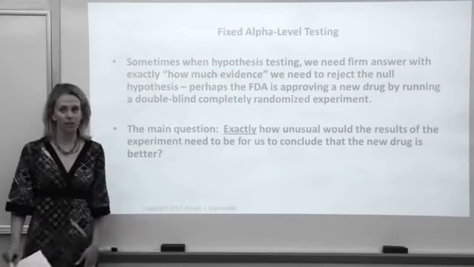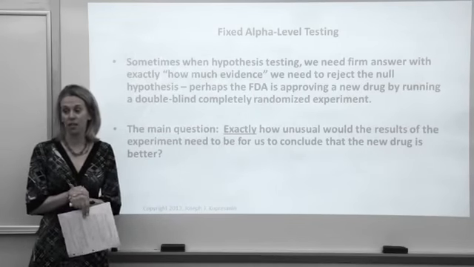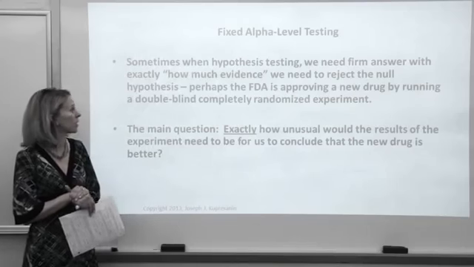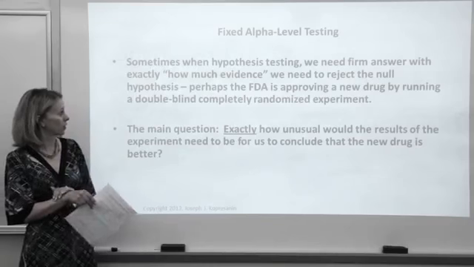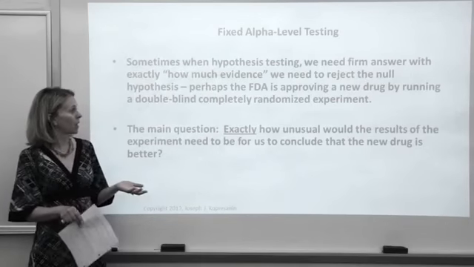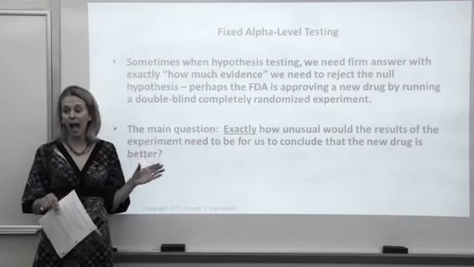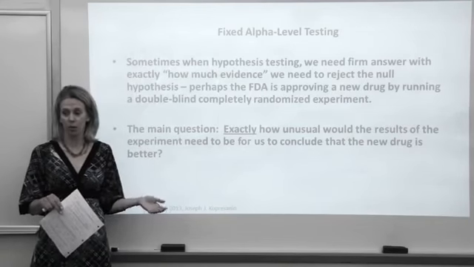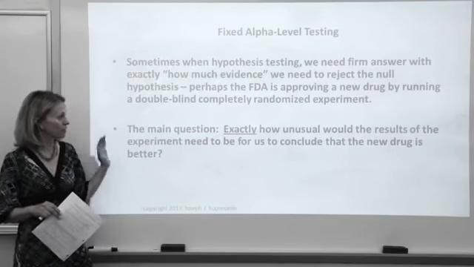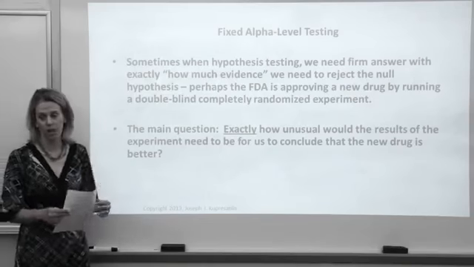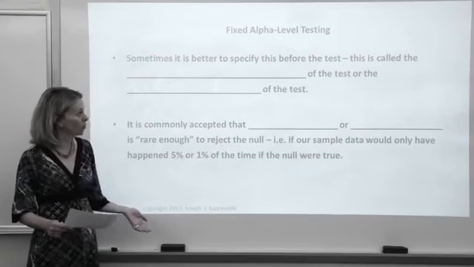So sometimes when hypothesis testing, we need a firm answer with exactly how much evidence we need to reject the null hypothesis. Perhaps the Federal Drug Administration is approving a new drug. They're going to run a double-blind, completely randomized experiment. And so the question here is, exactly how unusual would the results of an experiment need to be for us to conclude that the new drug is better? And a lot of times they'll want to make that decision before they run the test. So sometimes it's better to specify this before the test.